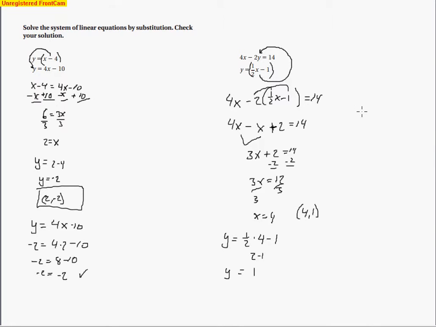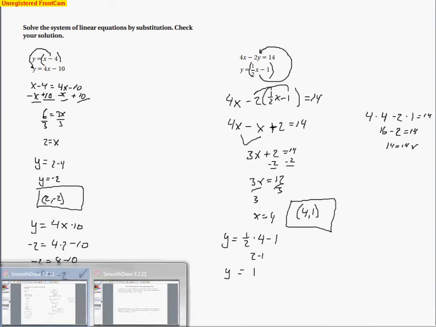So my check is this: 4 times x, which is 4, minus 2 times 1 should be 14. Let's see if it works. So 4 and 4 multiply to make 16. 2 times 1 is 2. And yes, 16 minus 2 is 14. So when the two numbers make an identity, then we know we are correct.